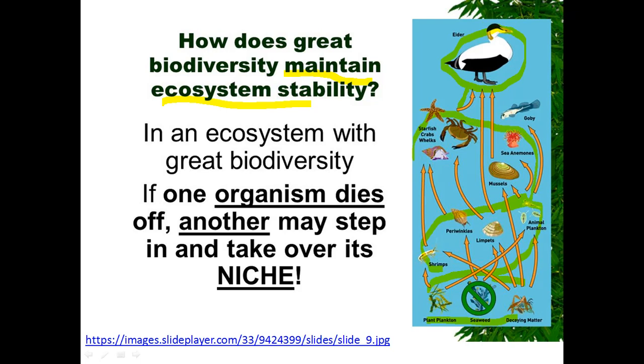So if one of these organisms dies, say for example mussels, then an imbalance will be created in the system, and then one of the other organisms will grow. They will reproduce more and more, and their population will increase. So the imbalance will be the result at the end. That's why biodiversity maintains ecosystem stability.